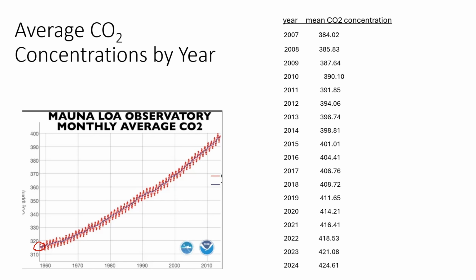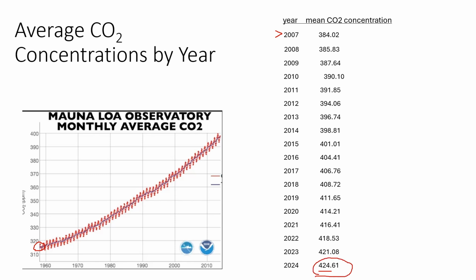As we go through the 2000s, essentially what I did was, for my class of 2025, you guys are seniors right now. I'm assuming that most, if not all, of you were born in 2007, when the carbon dioxide concentration in the atmosphere was 384 parts per million. And then you can track it through your lifespan up to 424 parts per million in 2024.